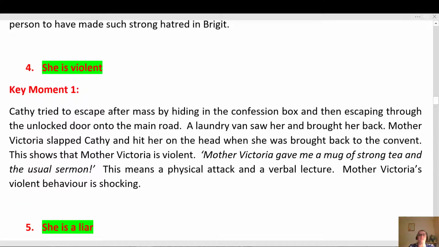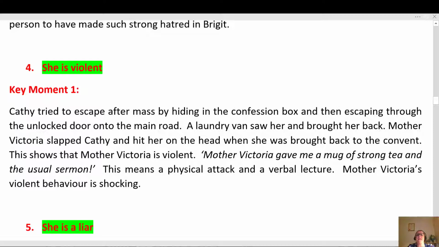Another characteristic of Mother Victoria is she is violent. And here is a key moment to describe that. Cathy tried to escape after Mass by hiding in the confession box and then escaping through the unlocked door onto the main road. A laundry van saw her and brought her back. Mother Victoria slapped Cathy and hit her on the head when she was brought back to the convent. This shows that Mother Victoria is violent.